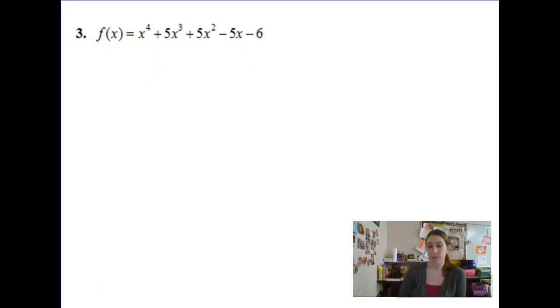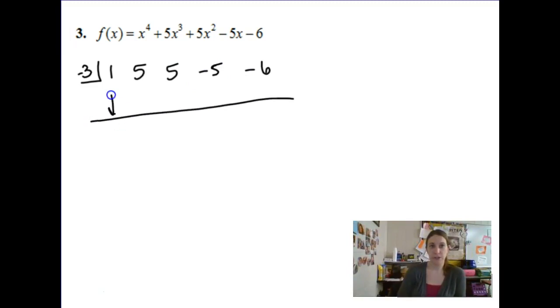So it doesn't matter which one you start with. I'm going to go ahead and start with the negative 3. And lining up my coefficients in standard form order: 1, 5, 5, negative 5, and negative 6. Now remember, if we're doing this right, the remainder should be 0. So bringing down that 1 to start off the synthetic division.